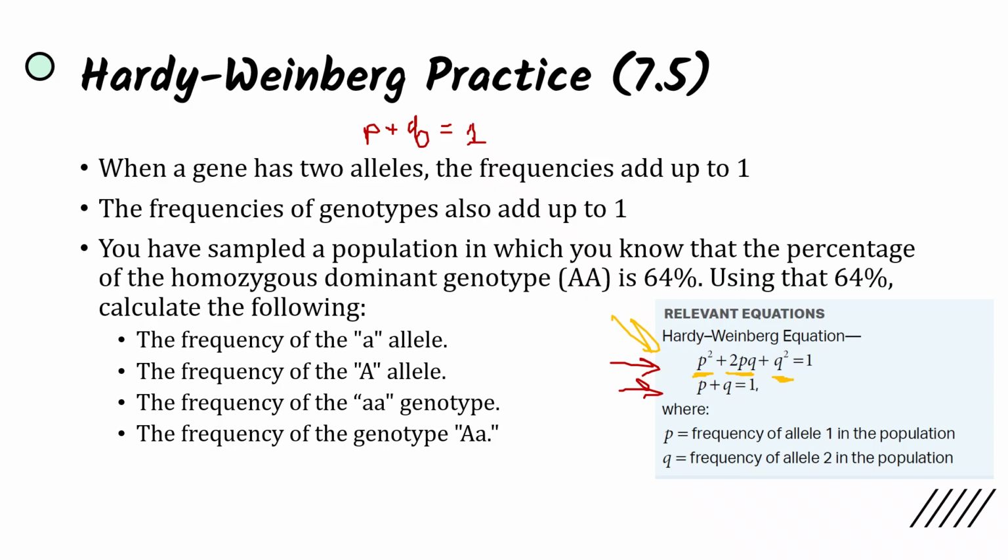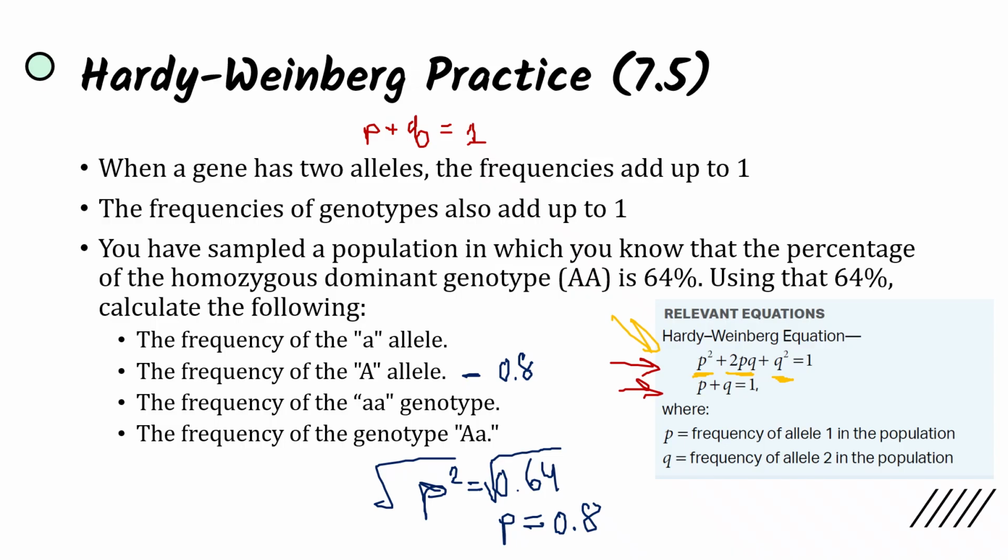So, first of all, we know that homozygous dominant is going to be 64%. So first, let's find just the dominant allele. Just find the percentage of the frequency of the dominant allele. So we know that our homozygous dominant, in other words, P squared, is going to equal 64%, or you can say 0.64. And so in order to get P, the frequency of the dominant allele, we can take the square root of both sides to get rid of the square and find that P is equal to 0.8. So the frequency of the dominant allele is 0.8.